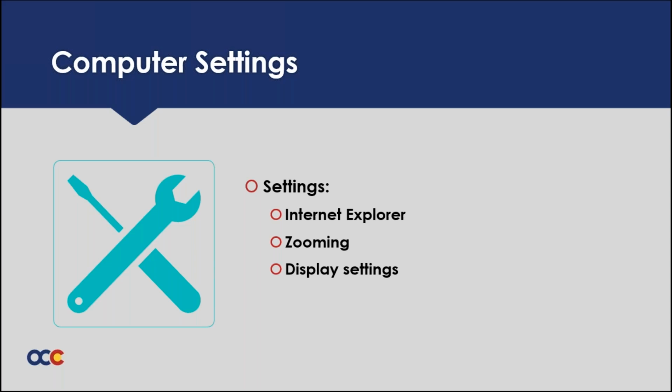Also, zooming in the browser, we want to make sure that we are set at 100% zoom on the browser. I'll show you how to do that in a minute. Otherwise, you're not going to be able to see everything on the application. So we want to make sure that we are at 100% zoom. And then display settings. Our display settings, if not set at 100% in our display settings for our computer, will also prevent you from seeing the full application and the full screen. I'll show you how to do that in just a minute.